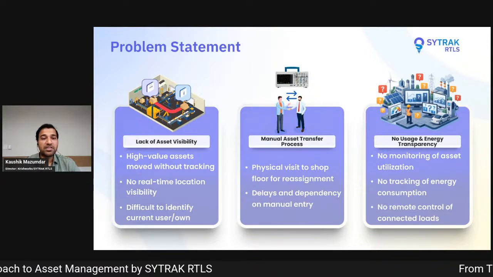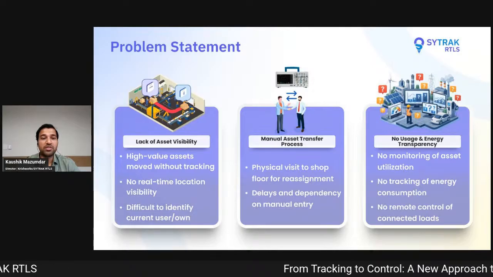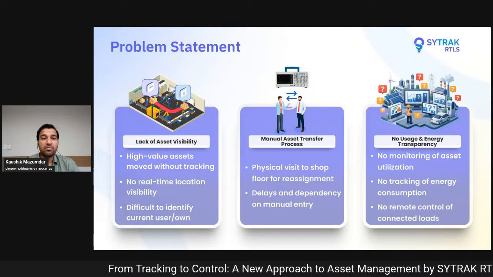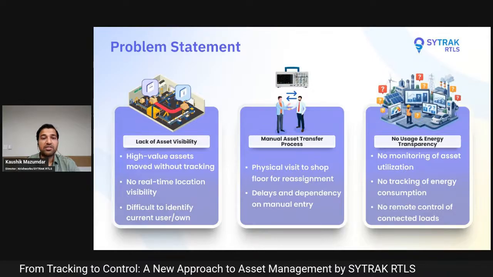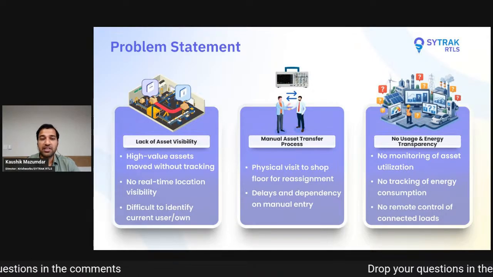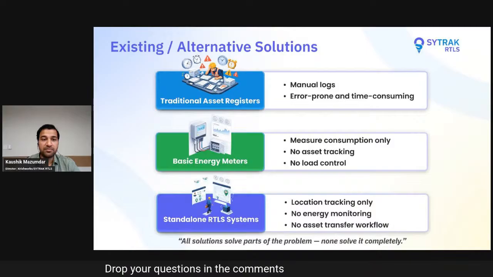The manual asset transfer procedure requires physical visit to the shop floor or the stores for reassignment, and the delays and dependencies are available or manual entries. And there are no usage logs on energy transparency. There is no monitoring of the asset utilization. There is no tracking of energy consumption, and there is no remote control of the connected loads.